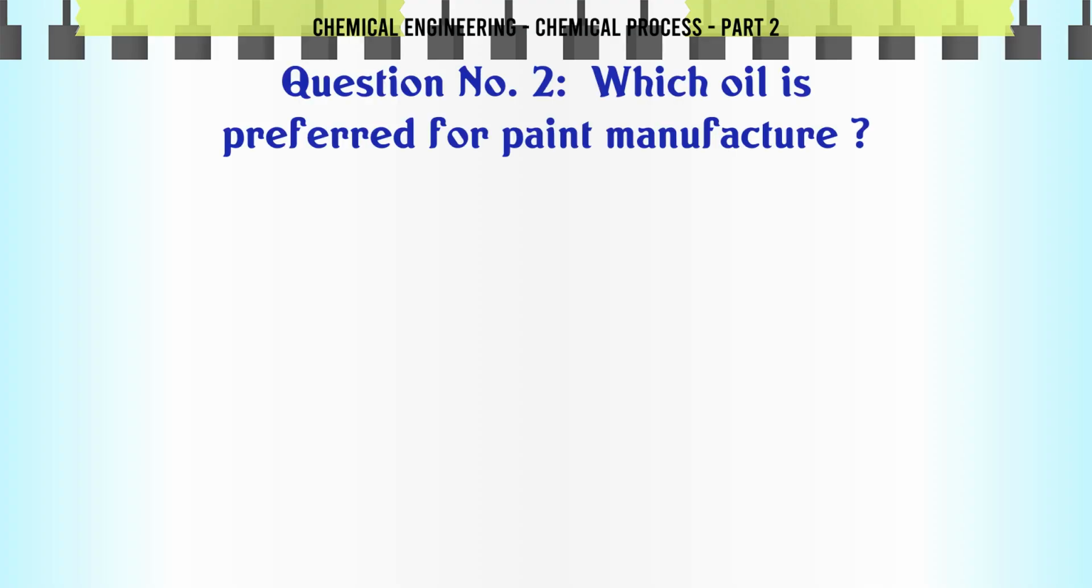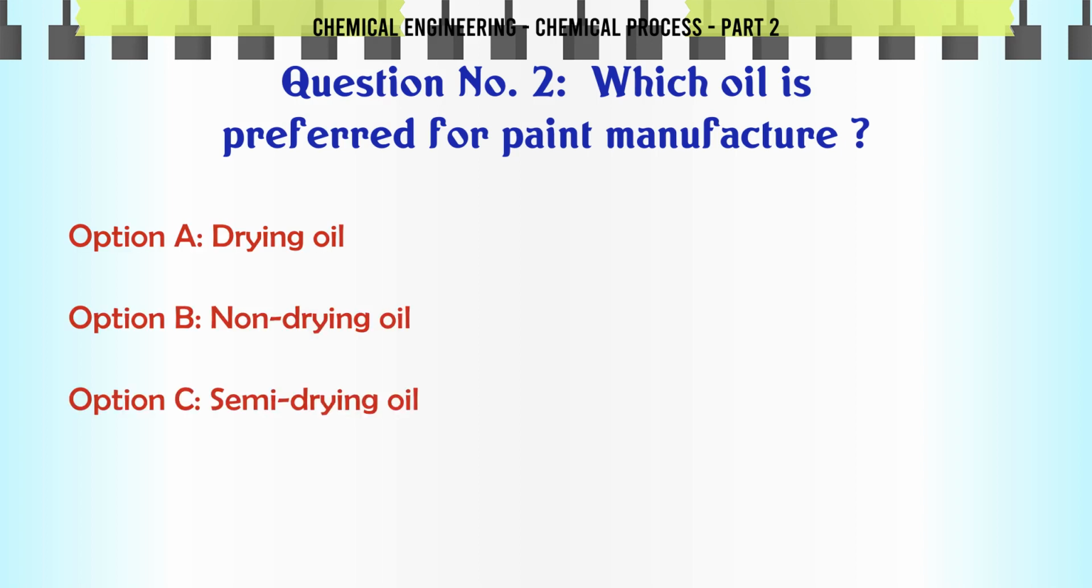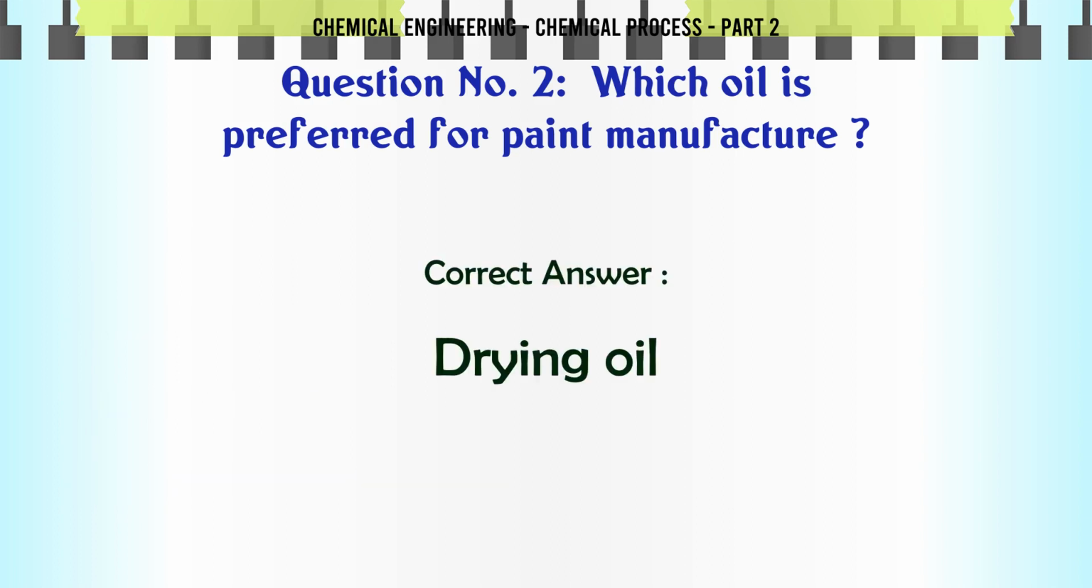Which oil is preferred for paint manufacture? A. Drying oil, B. Non-drying oil, C. Semi-drying oil, D. Saturated oil. The correct answer is drying oil.